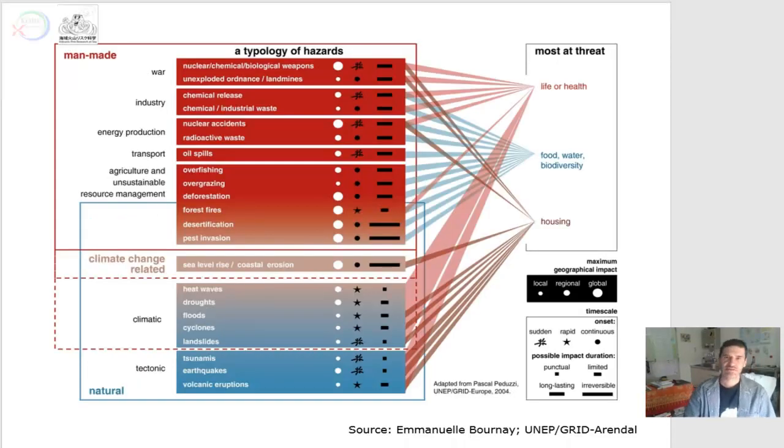Those different hazards can be differentiated in different ways. This is a typology that has been made by Emmanuelle Bournet, and she divides different types of hazards, including hazards that are purely man-made or of human origin, like war, which you can see at the top here, industry, and energy production. Then you have all the natural hazards at the bottom that are tectonic and climatic. And then the combination, of course, of the two, like forest fires, desertification, and pest invasion, that are really a combination of the human and the natural environment.